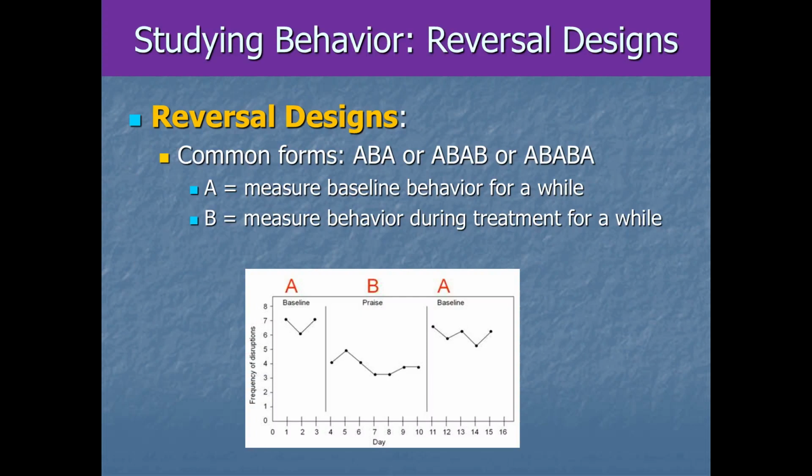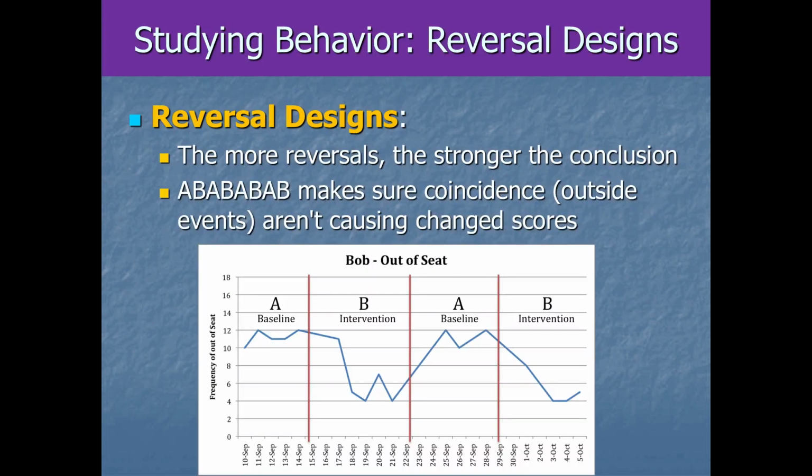That's the basic idea of a reversal design. This gives us at least some evidence that the praise intervention might be causing changes in disruptive behavior. In other words, we can use it to determine what interventions work or don't, what factors, what variables change behavior or don't change behavior. That said, the evidence is going to be a lot stronger if we do more reversals.